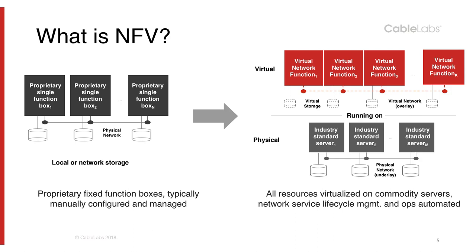In the world of NFV, the first thing you do is to virtualize all the physical resources. So these physical network functions are now virtual network functions running on virtual compute, virtual storage, and virtual networks, which then run on physical hardware. Of course, you need physical hardware, and that physical hardware is commodity servers, industry standard, x86 or ARM servers.